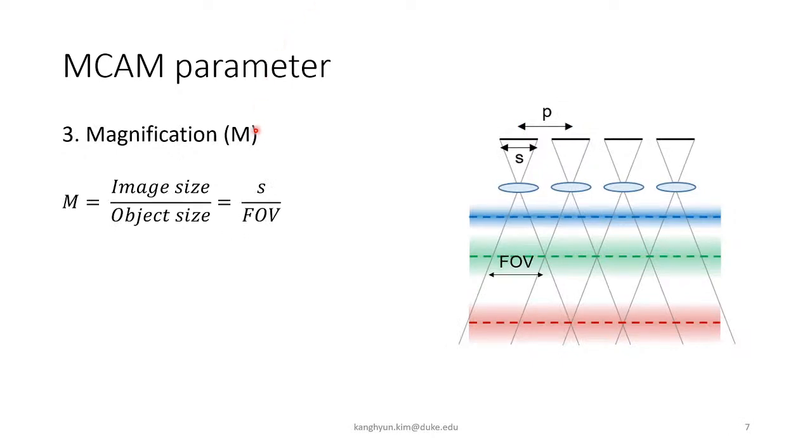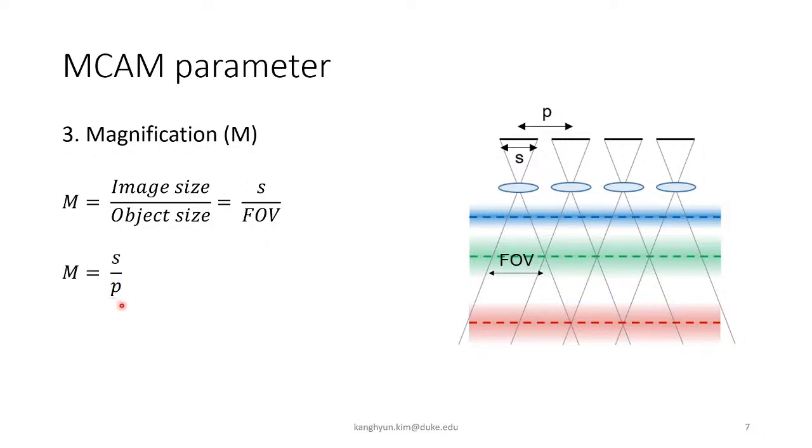The third parameter to decide is the magnification M. The magnification can be defined as image size, or S, over objective size, or field of view, which means we can change the system's magnification by focusing the lens on a different plane. However, practically it's hard to physically place the cameras next to each other in close proximity, which leads to inter-camera spacing P greater than the sensor size S. So we should rewrite this equation like this.